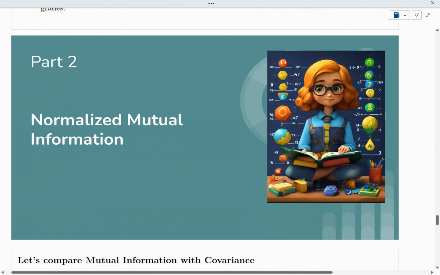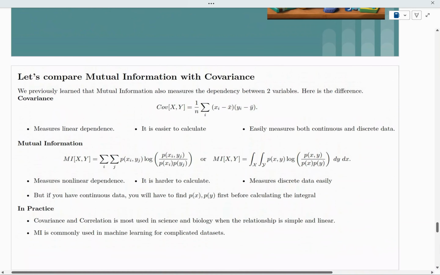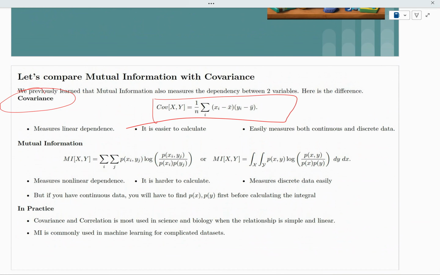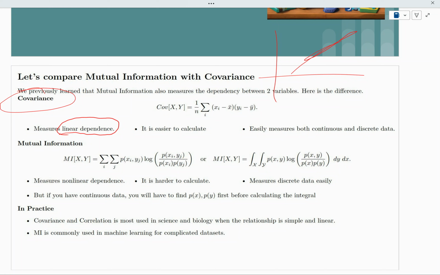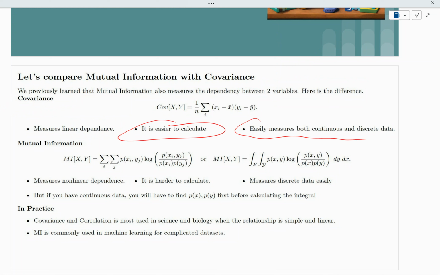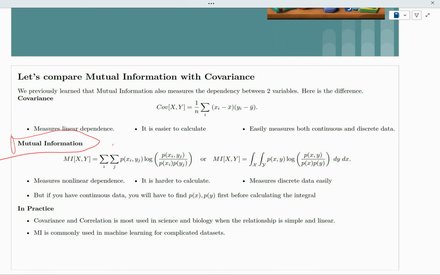Now we're going to move on to part 2: normalized mutual information. All right, let's compare mutual information with covariance. Previously in today's class, we talked about covariance. This is the equation for covariance. It measures linear dependence, when you have something that looks like a line. It's easy to calculate, and it easily measures both continuous and discrete data, so it will work for both. Now, from information theory, we also learned about mutual information.